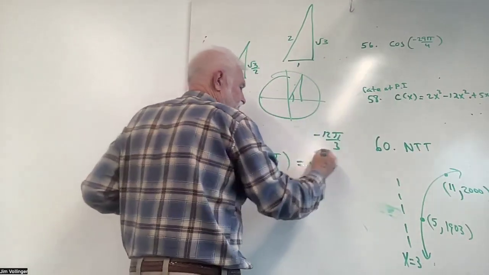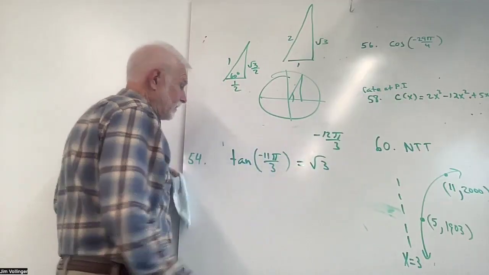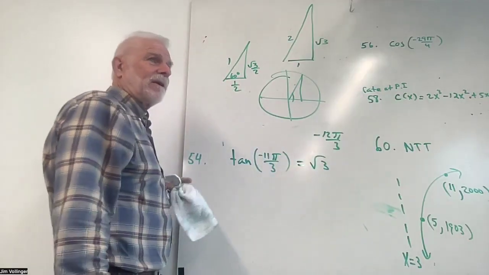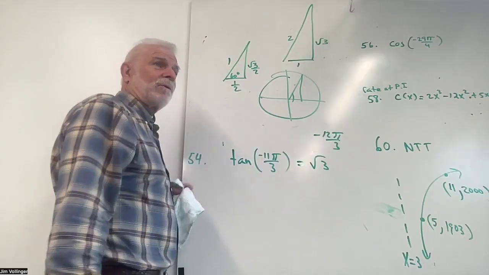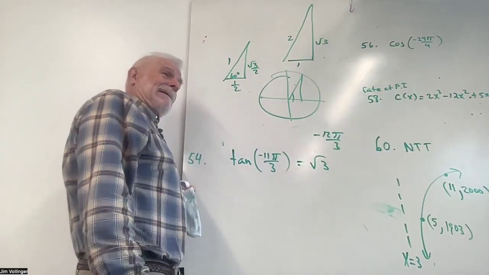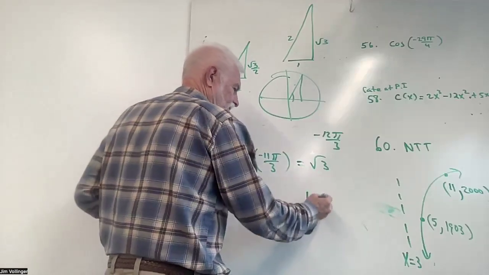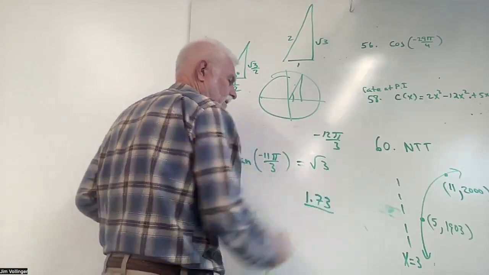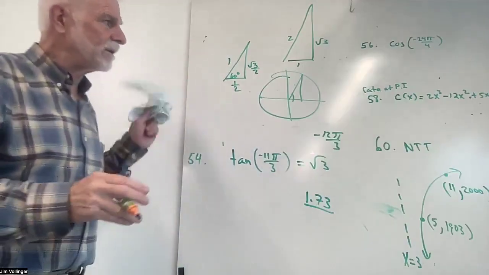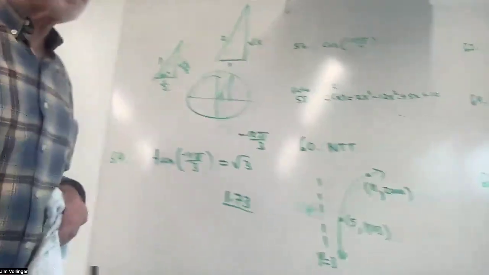And I've asked you to memorize that decimal. It'd be interesting to see how many, if I gave a test just on the memorization of what I asked you to memorize. That was an interesting statement. 1.73. That's what I've been using for the square root of 3. Close enough. All right, minus 29 pi over 4.